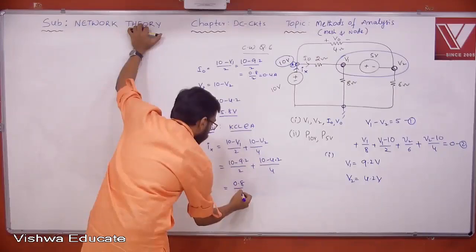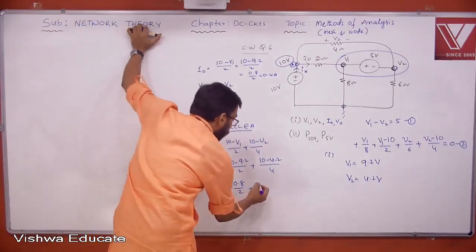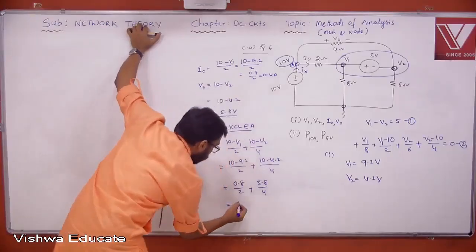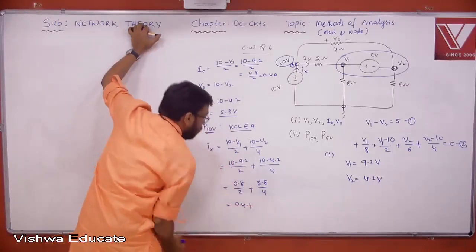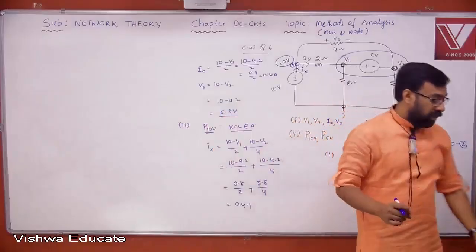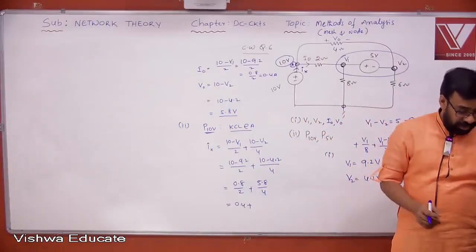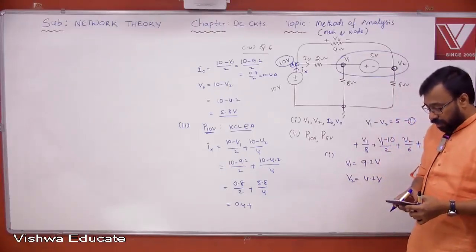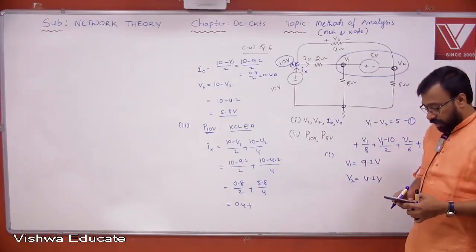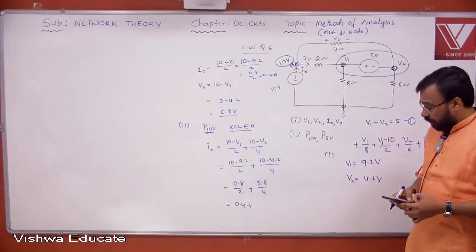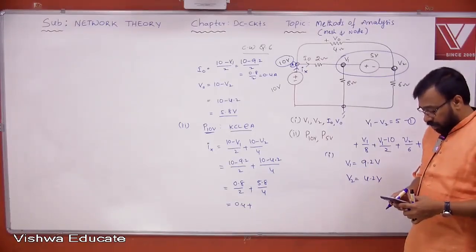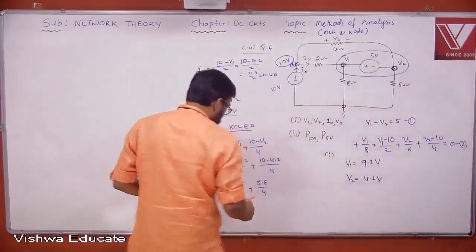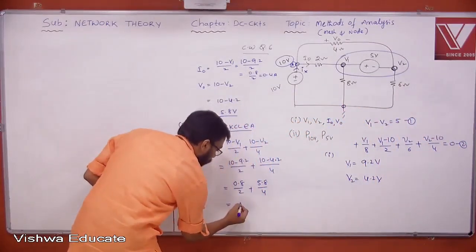0.8 by 2. 5.8 by 4. Just get this value, 0.4 plus. What is that? 5.8 by 4. I think all of you are having calculators. 5.8 by 4 will give you 1.45 plus 0.4, this is 1.85. This total one is 1.85.